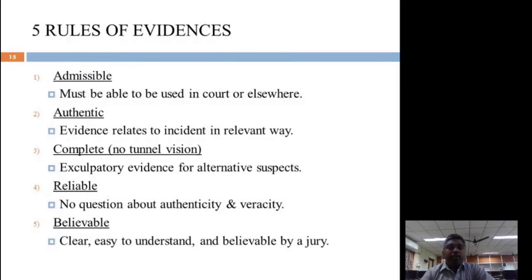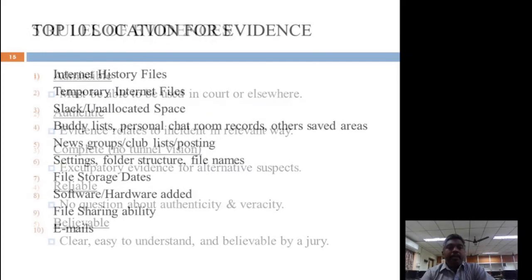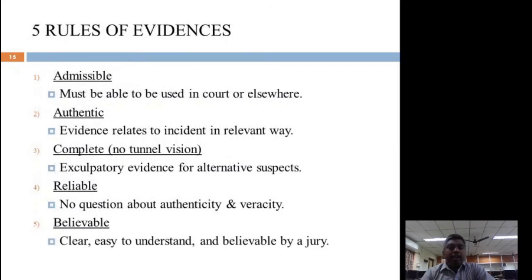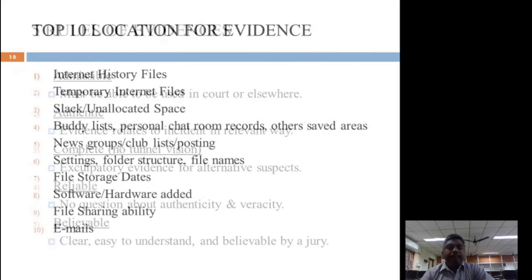So these are some of the rules of evidence: admissible, authentic, complete, reliable, believable. First, admissible means must be able to be used in court or elsewhere. Authentic, evidence related to the incident in a relevant way. Complete, exculpatory evidence for alternative suspects. Reliable, no questions about authenticity and veracity. Believable, clear, easy to understand and believable by a jury.